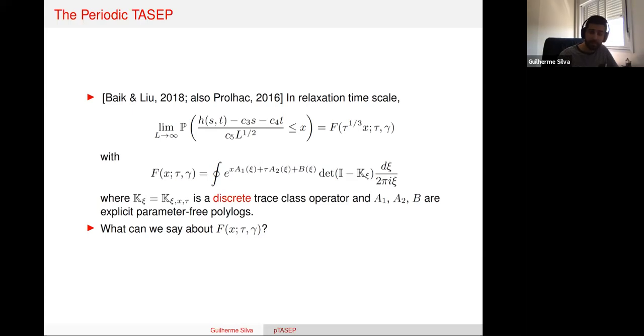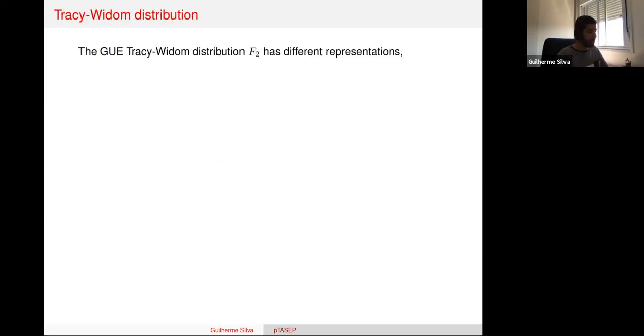Okay, let's then go over that. But before going over the details, let's just remind ourselves about certain facts on the Tracy-Widom distribution, right? The GUE Tracy-Widom distribution, which, just to remind you, describes the fluctuations of the one-point height function of the TASEP, take standard TASEP without periodicity, right? With the step initial condition.